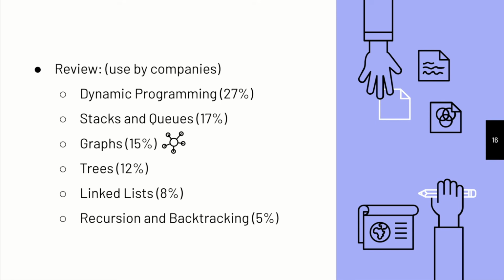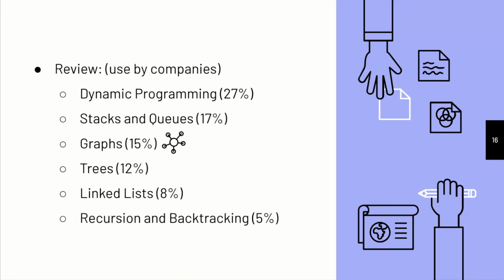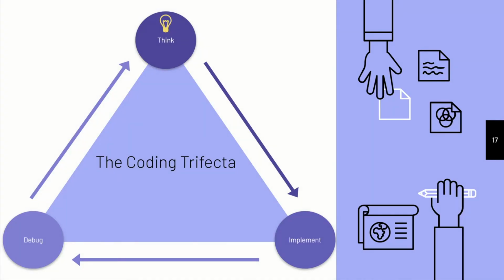These are the things that I'd probably say to review less than the others, since the others are most likely to pop up, but definitely still look over these since they still have a chance of showing up. And if you haven't reviewed these, it might be hard to implement a solution if you're not too sure how to implement it. So this is the coding trifecta.